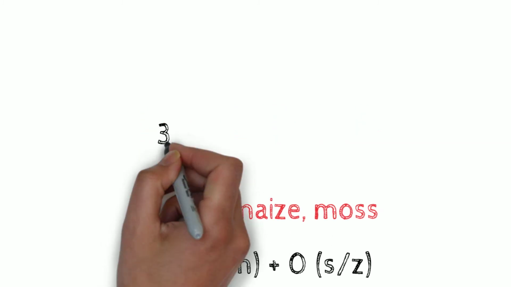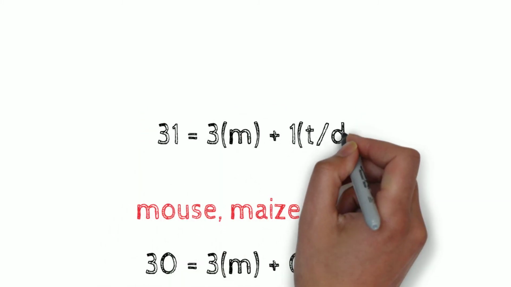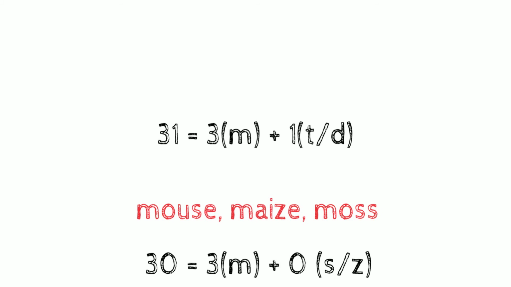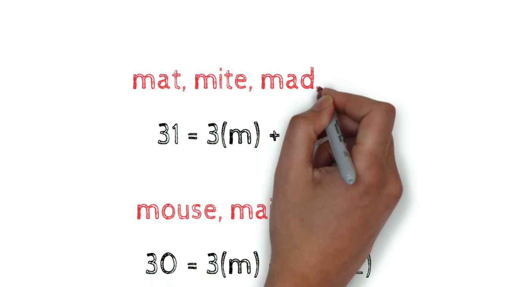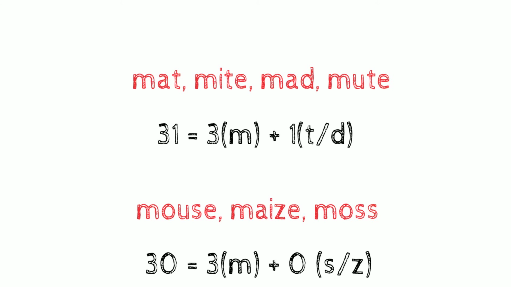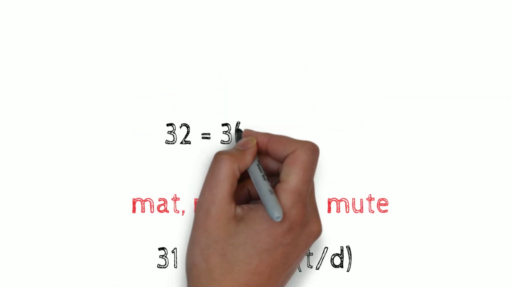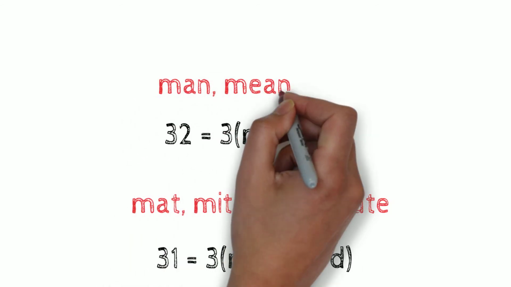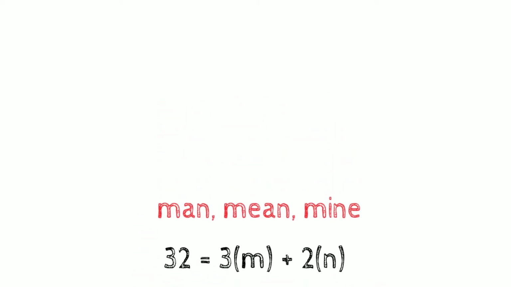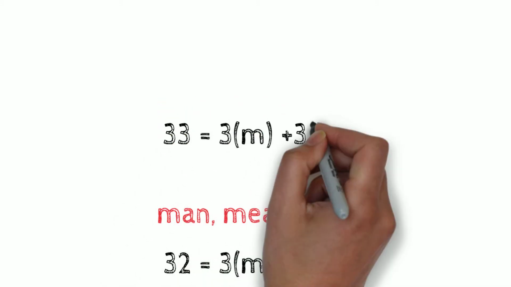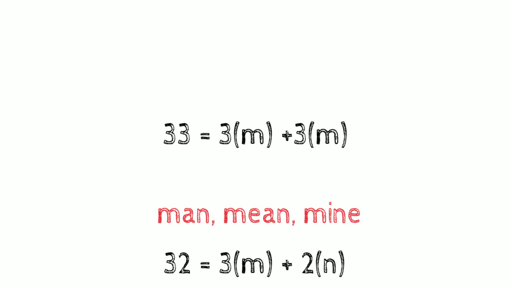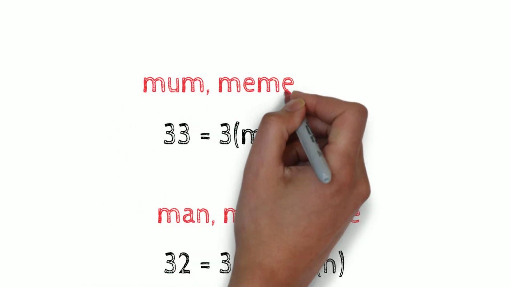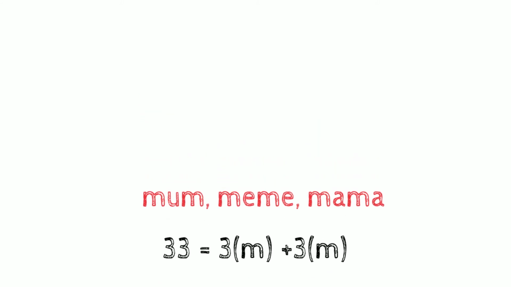To continue, number 31 is a combination of 3 and 1. 3 is represented by M, while 1 is represented by T or D. You can use words like mat, might, mad, or mute, for example. For 32, letters M and N represent it. Think of words like man, mean, or mine, for example. The consonants M and M stand for number 33. When combined, you can form words like mom, meme, or mama, and so on.